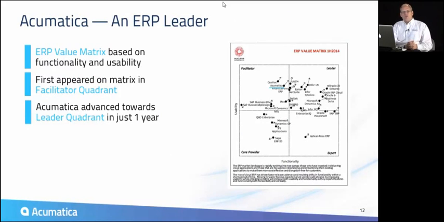Now, if you need a little bit more external validation, here is from Nucleus Research, an analyst company, how they've looked at the enterprise resource planning market. They've built this thing called the ERP value matrix, which is based on functionality and usability. We first appeared on this matrix in the facilitator quadrant when we first got going. But in just 1 year, we've advanced towards the leader quadrant. So Nucleus are giving us their, not necessarily seal of approval, but as they rated and ranked different vendors against these different areas, you can see Acumatica stacks up very well.